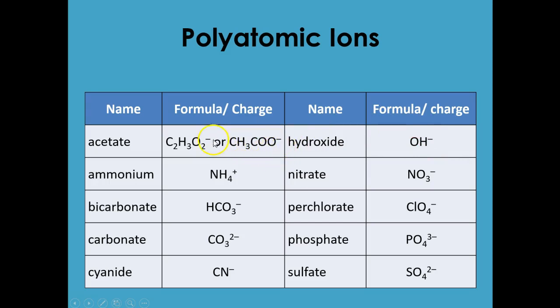And these are the 10 that you need to know, almost all of which are anions. You'll notice acetate has a -1 charge, bicarbonate has a -1 charge, carbonate -2, cyanide -1. You can see all the negative charges over here. Only the ammonium ion has a positive charge, NH4+. It is the only polyatomic ion that you will need to know about that has a positive charge.